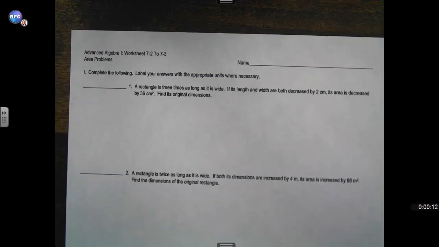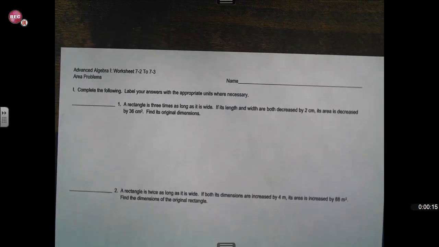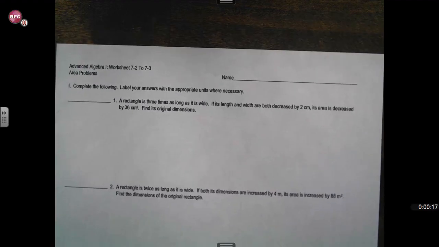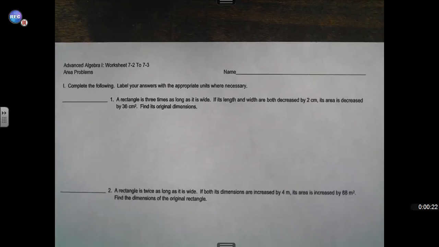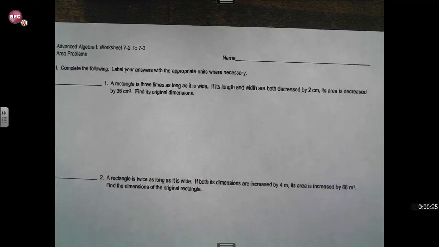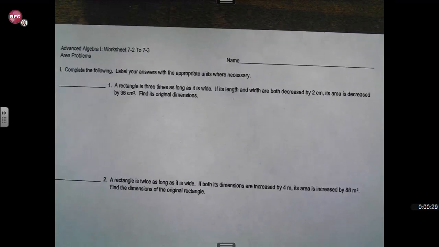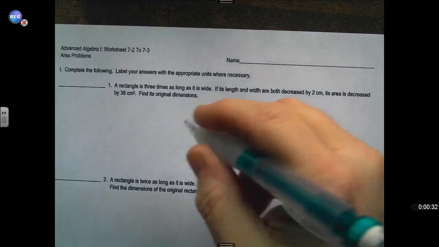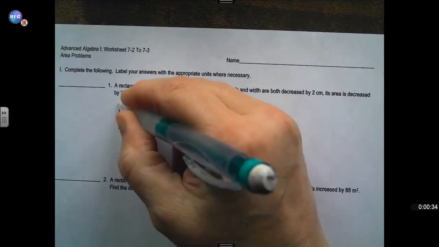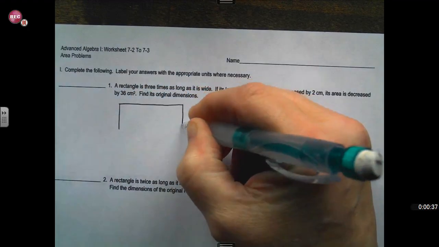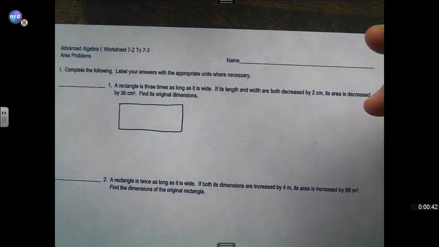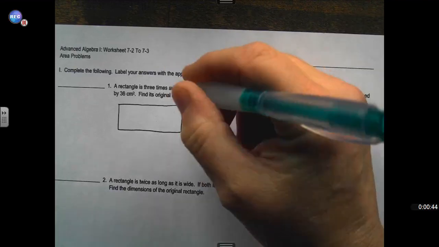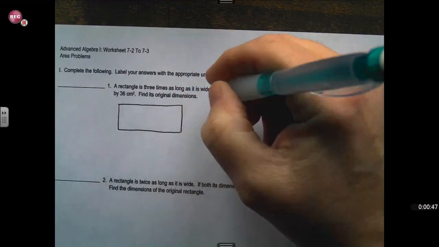Alright, this is a worksheet for Advanced Algebra 1, concentrating on area problems. And so a rectangle is 3 times as long as it is wide. And I think it's important to draw pictures for these problems. So right now, it's 3 times as long as it is wide.